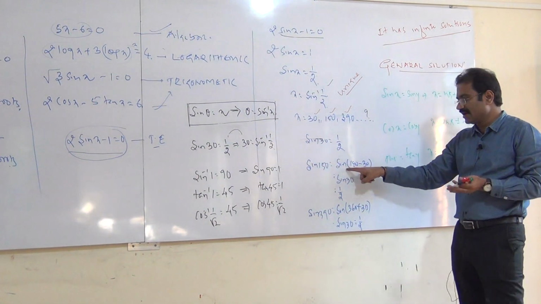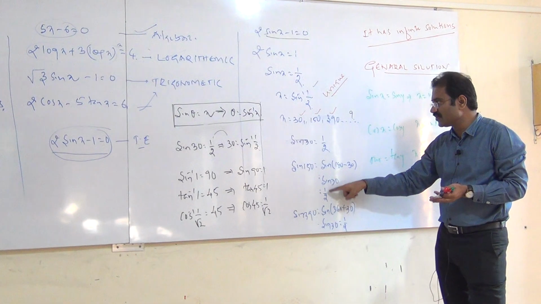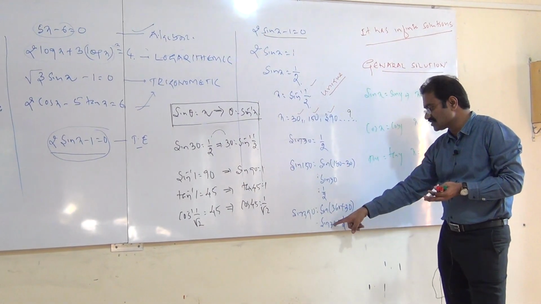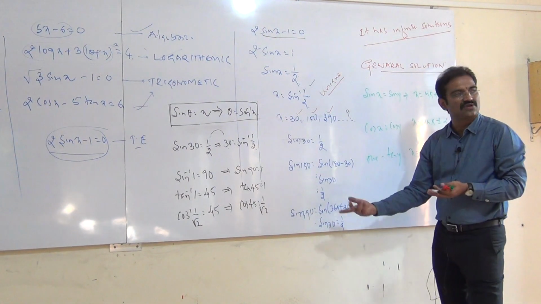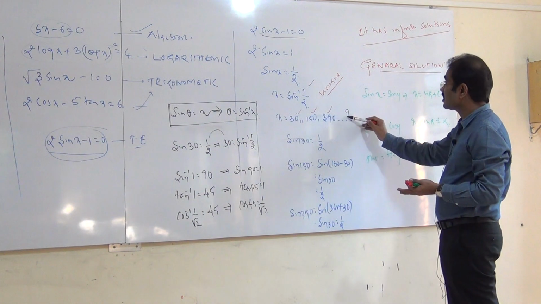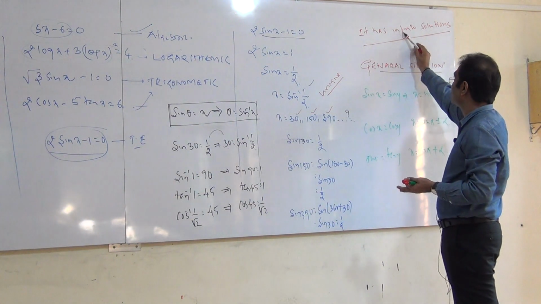More than 90, allied angles. 180 minus 30. Sin 30 is 1 by 2. This is also correct. Sin 390. 360 plus 30. First quadrant. Sin 30. That is also 1 by 2. Then the question arises. It has infinite solutions.